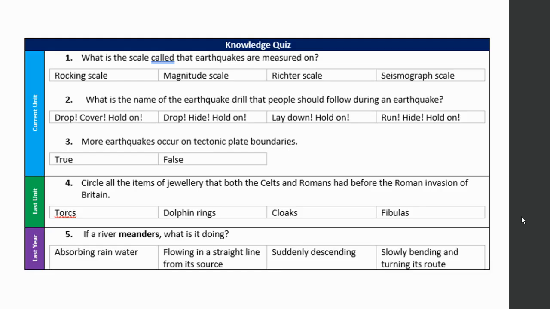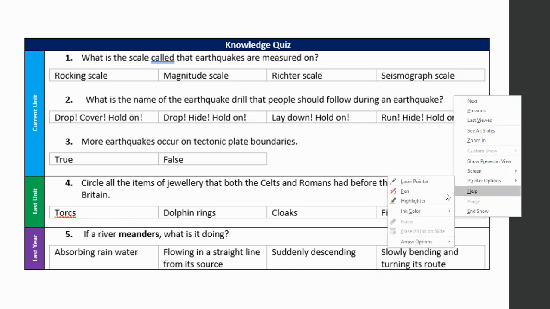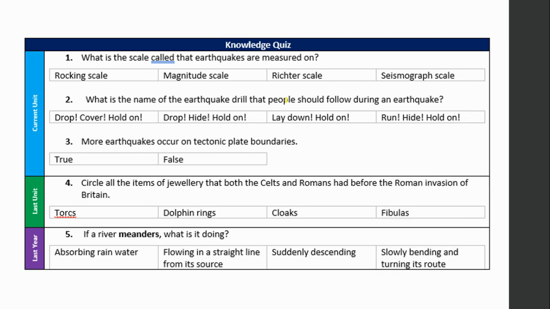Question 1. What is the scale called that earthquakes are measured on? You have A, the rocking scale, B, magnitude scale, C, Richter scale, or D, the seismograph scale. Pause me now. Okay, and welcome back. Well done if you said it is the Richter scale. So the unit that we measure earthquakes in is magnitude. So we might say, for example, a 6.3 magnitude earthquake, but the actual scale that it's measured on is called the Richter scale.